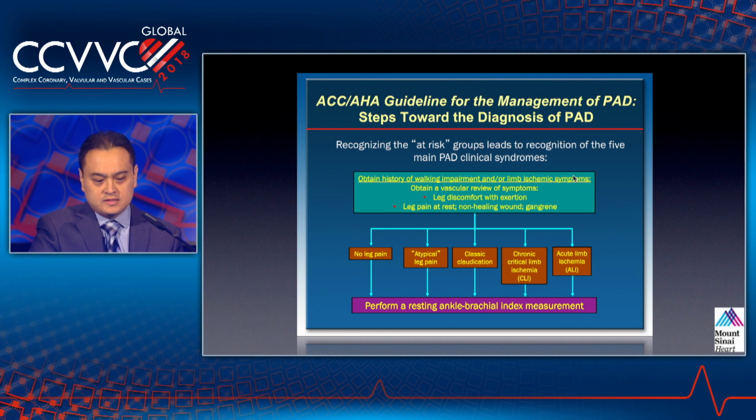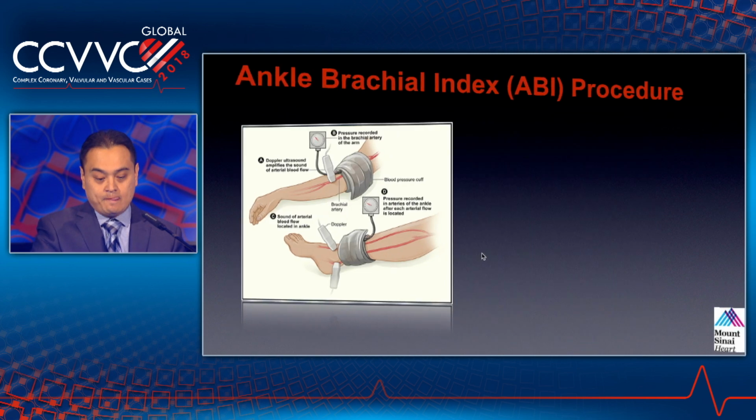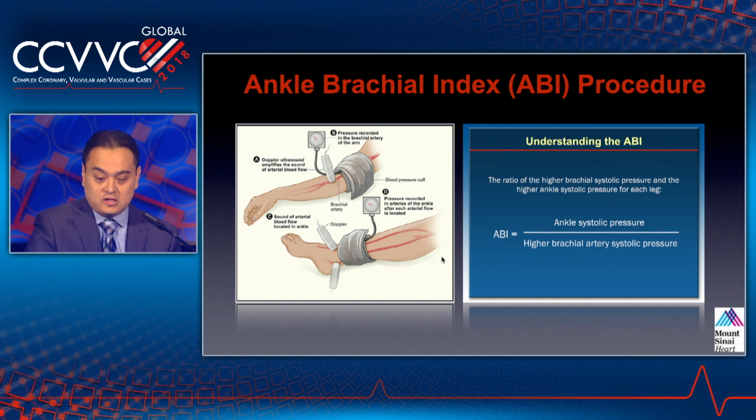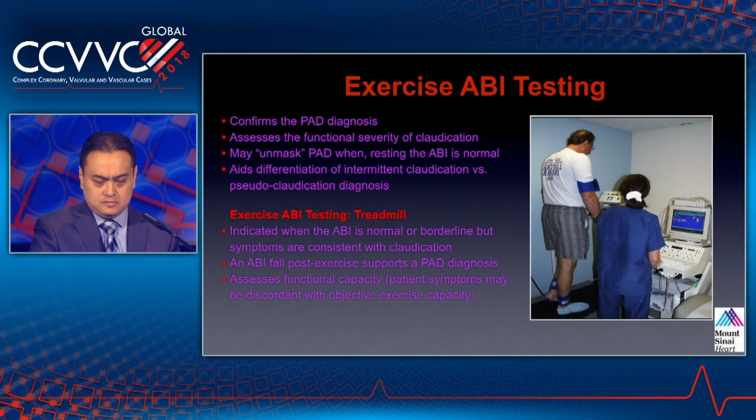So these are the ACC/AHA guidelines for management of PAD. You do your history, you have them walk, you get leg discomfort on exertion, you look at their leg pain. So what do you do next? Basically, you do what we call an ABI, ankle brachial index measurement. The proper way of doing this, as the slide on the left shows, is you get the ratio of the higher ankle systolic pressure to the higher brachial systolic pressure, and then you do the math. So that's a resting ABI. Exercise ABI is when you put a patient on a treadmill. You do the same type of calculation. Exercise ABI is a lot better than resting ABI because it may unmask PAD when the resting ABI is normal, but it also takes a little more time.